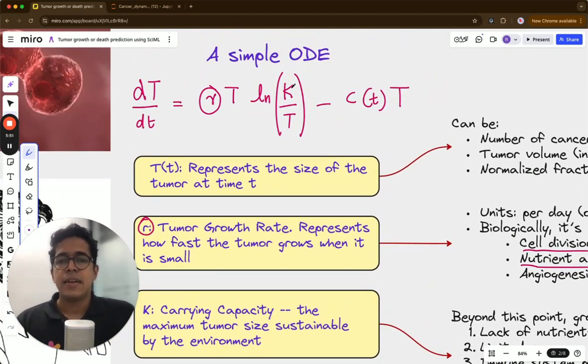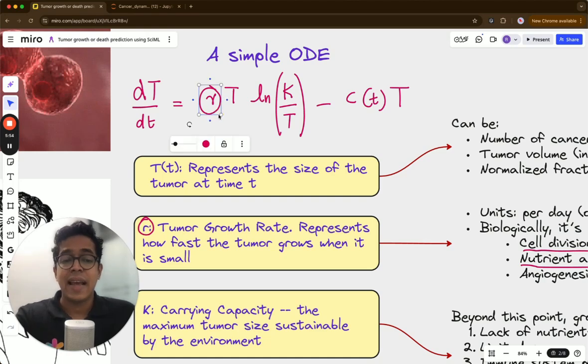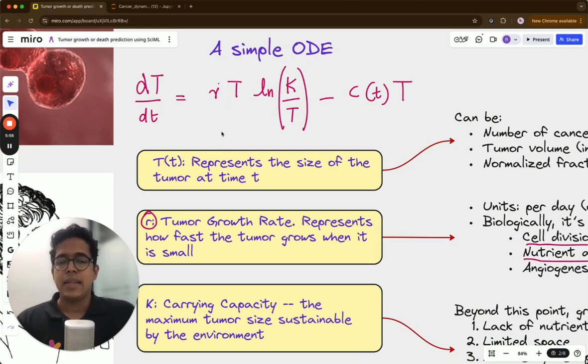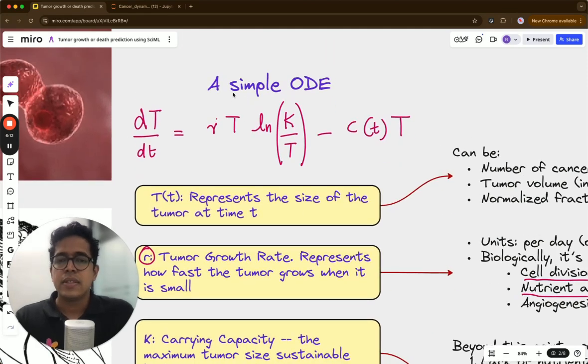Now there is another term, K. K is called the carrying capacity. So carrying capacity is, in that particular environment of the body where the tumor is forming, what is the maximum possible tumor size that is attainable? So that is capital K. So then you have this first term, r T log(K/T). This term is what happens to a tumor when there is no medical intervention happening, when there is no treatment.